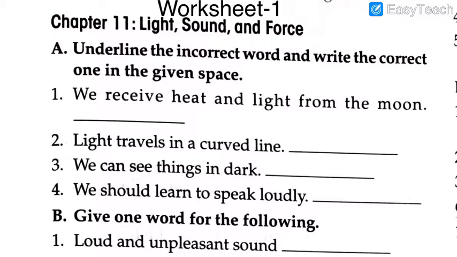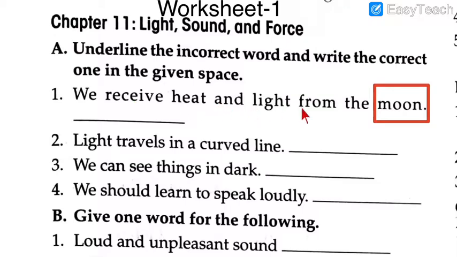So, did you get the correct answer, students? What is the correct answer? If yes, then check your answer. So, first of all, which is the incorrect word here? Obviously, moon. Moon is not luminous, it is non-luminous. Why? Moon does not have light of its own. It just reflects the sunlight.